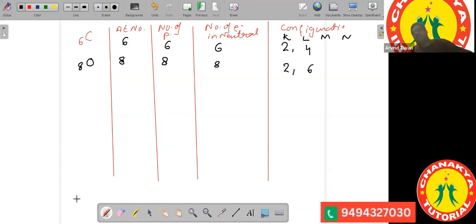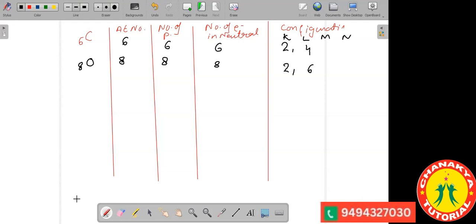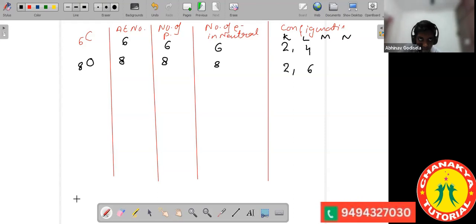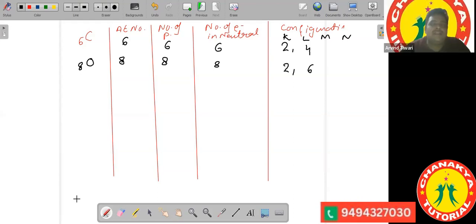Neha, are you able to understand? Yes, sir. Okay. Rikshit, what's the maximum for L again? Yeah, maximum for L is 8. When the 8 electrons are filled in the L shell, then it will be filling the M shell.